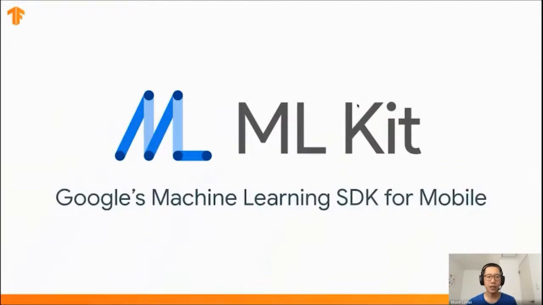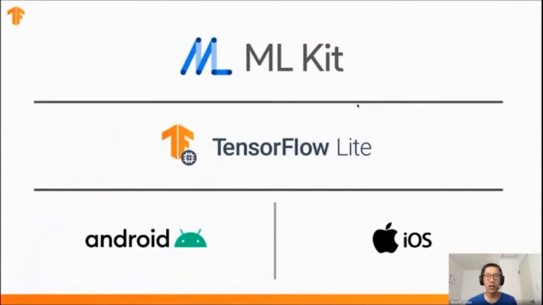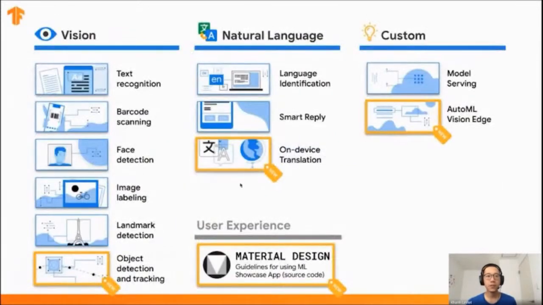ML Kit is a ready-made library that allows mobile developers to use machine learning on mobile devices without any machine learning expertise required. You can use it like any mobile SDK. It is built on top of TensorFlow Lite, and because of that, it can run on multiple platforms, including Android and iOS. ML Kit provides many pre-trained models through an easy-to-use API that span across multiple popular on-device machine learning use cases, such as recognizing text, detecting faces, on-device translation and so on.